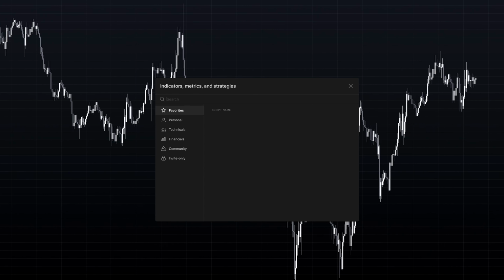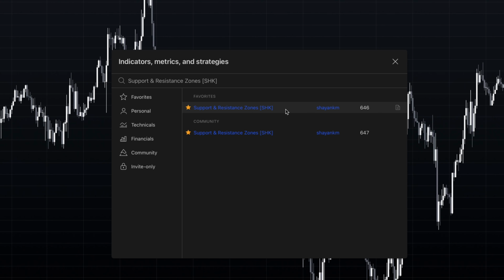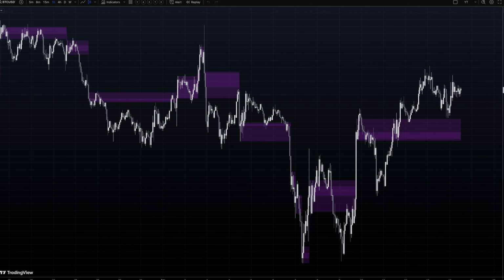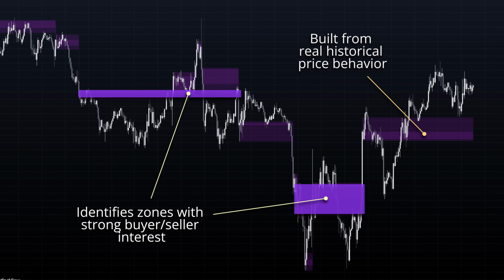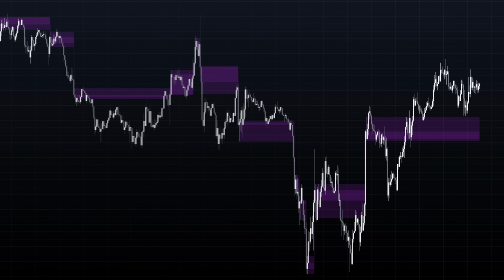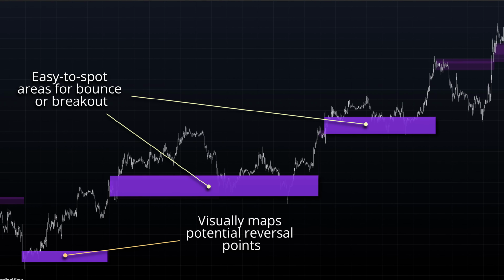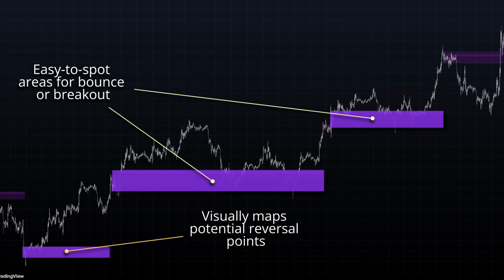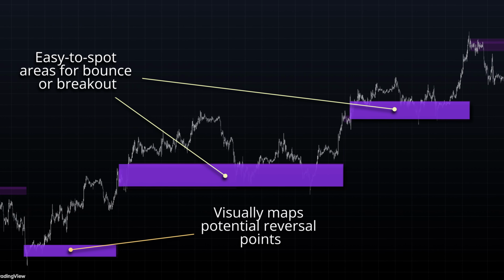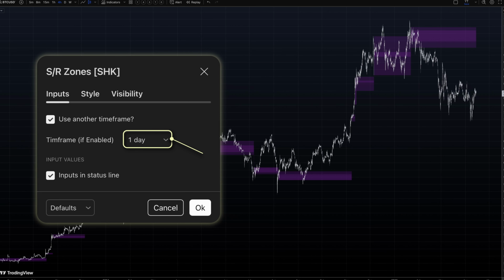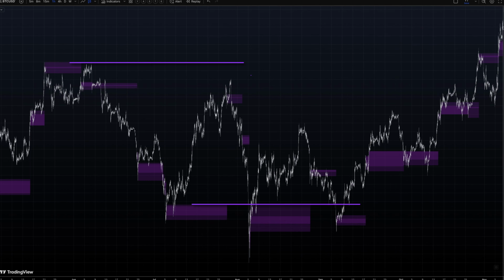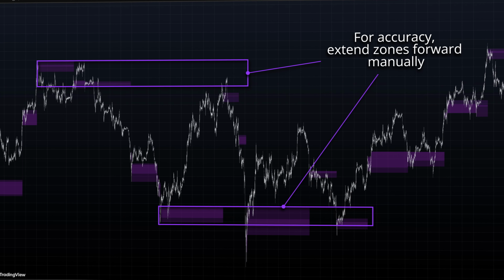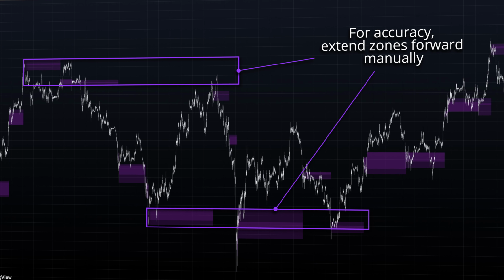The Support and Resistance Zones, SHK by Shayankem, automatically identifies and draws key support and resistance zones on your chart. It processes historical price action to determine important price levels where buying or selling pressure has previously emerged. The indicator displays these zones as horizontal rectangles on your chart, making it easier to identify potential reversal or continuation points. Its multi-timeframe capability allows you to view support and resistance levels from different timeframes on your current chart, providing additional context. While the indicator automates zone identification, traders should manually extend previous levels forward for optimal results.